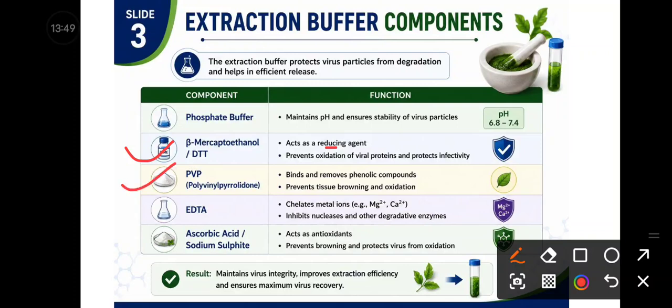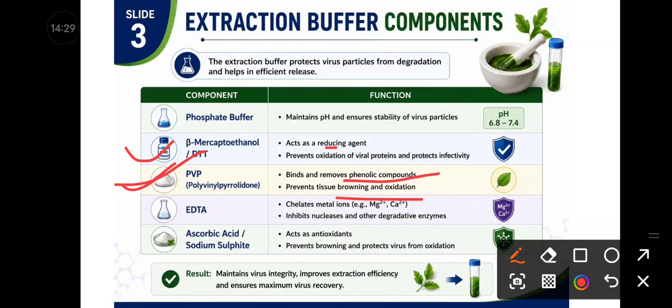Next is PVP, polyvinyl pyrrolidone. What does it do? It binds and removes the phenolic compounds, and by this it prevents browning as well as oxidation. If the sample remains fresh, you will get good virus quality and quantity. So we have to remove the phenolic compounds, because they will degrade the plant tissue and ultimately cause browning as well as oxidation. To prevent that, PVP, polyvinyl pyrrolidone, is used.